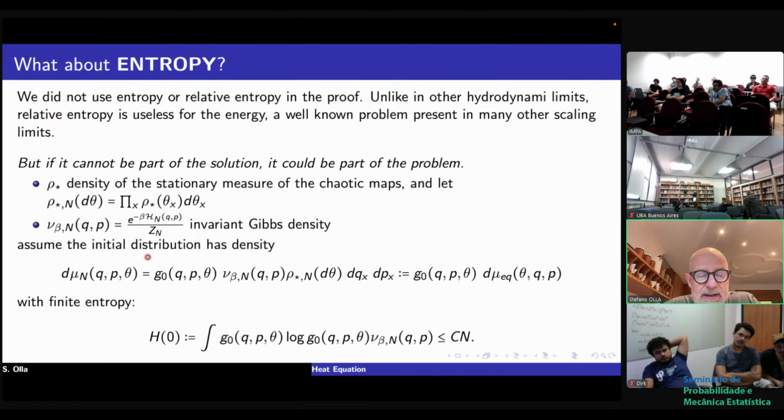And now you start with something that has a density with respect to the equilibrium measure. That's called this density G0(q,p,θ). So I start with an initial distribution defined this way. It's non-equilibrium, but absolutely continuous with respect to the equilibrium distribution of this dynamics. And you assume that it has finite entropy. Entropy in the sense that the relative entropy of the mu_n with respect to the equilibrium measure.